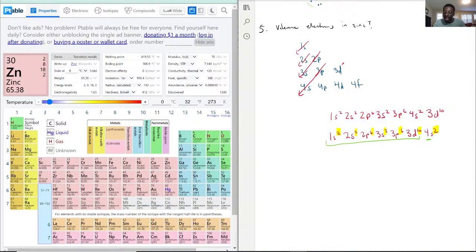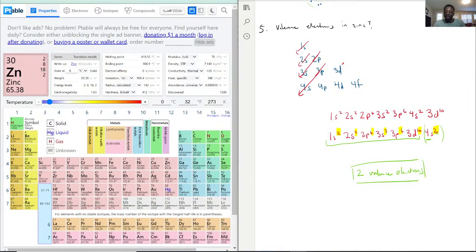So with that being said, we only count this as your valence orbital, okay? And to find out how many electrons, we look at the superscript there, okay? And that's 2. So for this question, the valence electrons in zinc would just be 2 valence electrons, because that would be what is available from that most outer orbital, okay? So that would be the valence electrons for zinc.